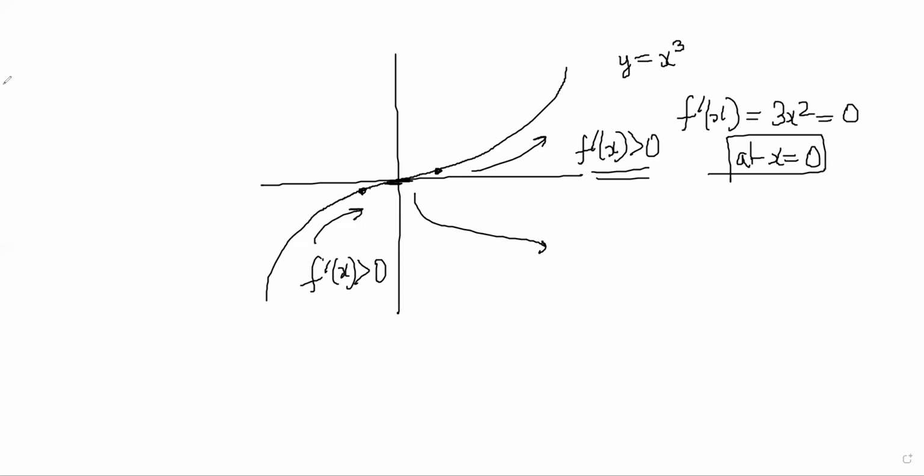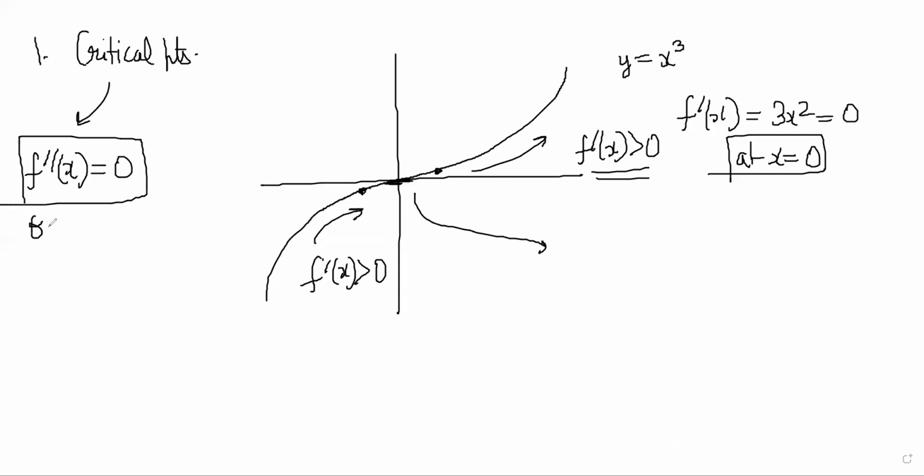So there are some situations where your critical points will not give any maxima or minima. That happens when f double derivative is 0, or you can say f dash x does not change sign.